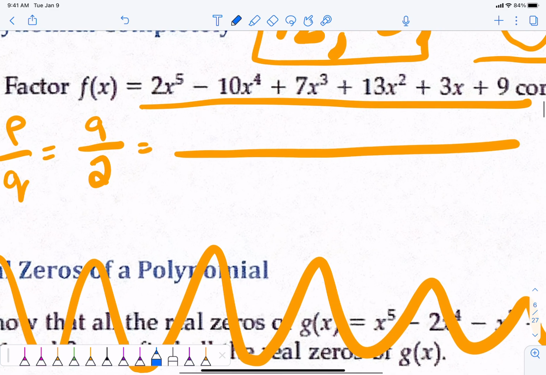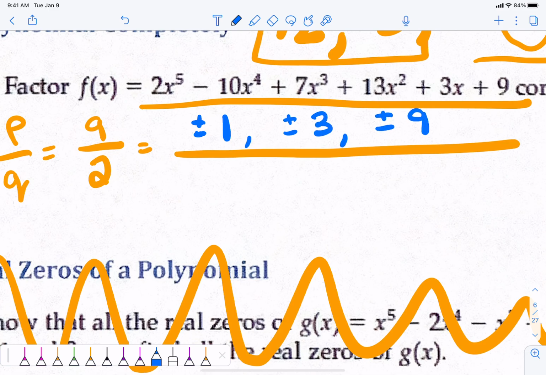What numbers go into 9? Plus minus 1. Plus minus 3. Plus minus 9. Those are the only numbers that go into 9, yeah? Okay. On the bottom, we have plus minus 1 and plus minus 2. Those are the only numbers that go into 2.